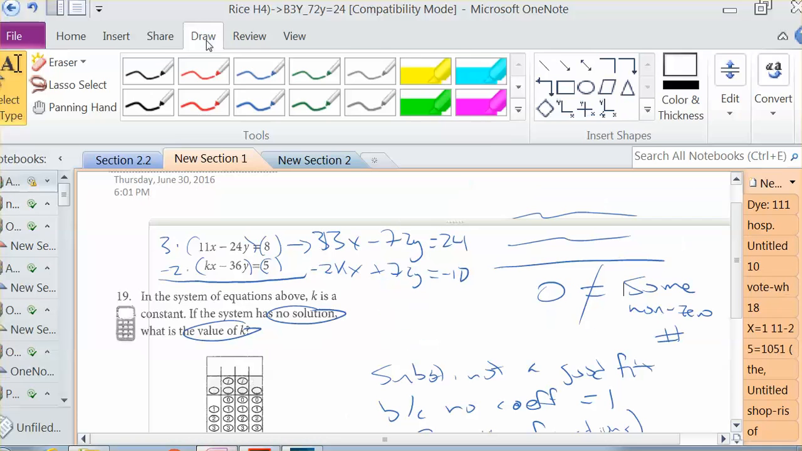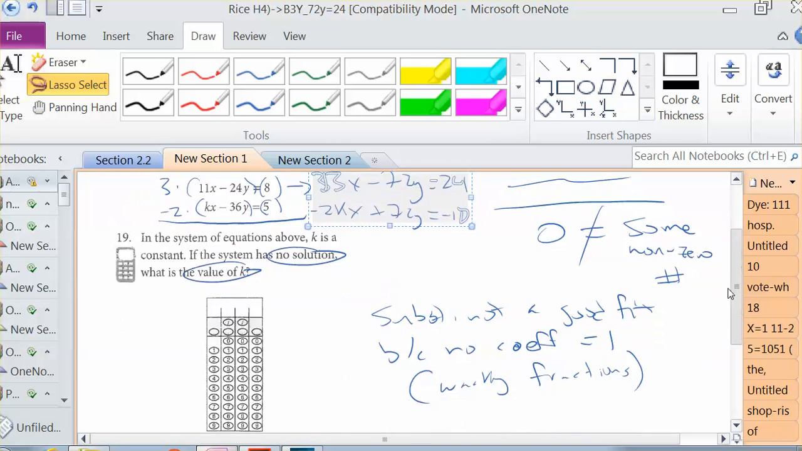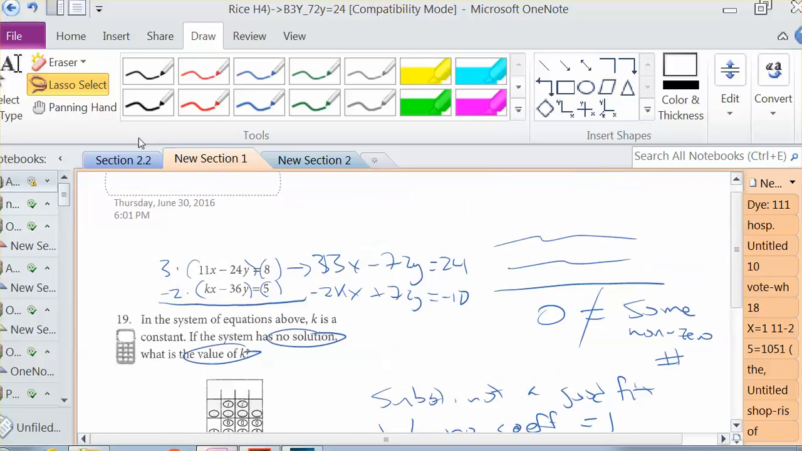And let me see if I can lasso this. Okay, I did a pretty terrible job of that. I think it might be okay. I need some help with my lassoing skills. Maybe copy and paste it.